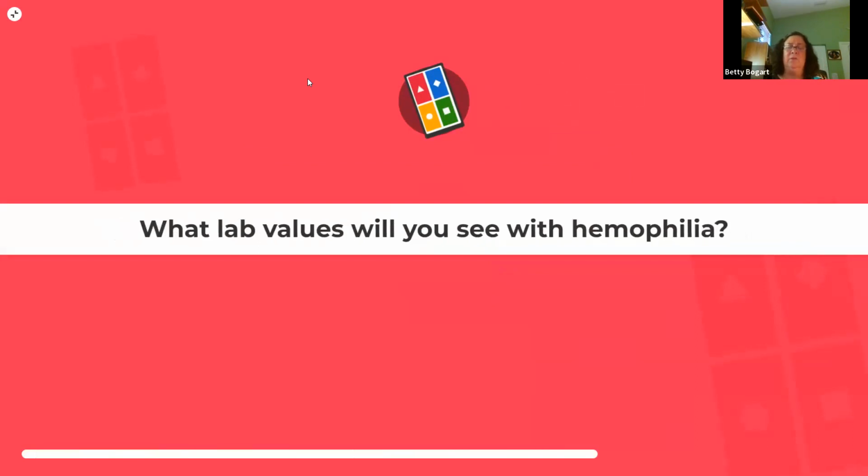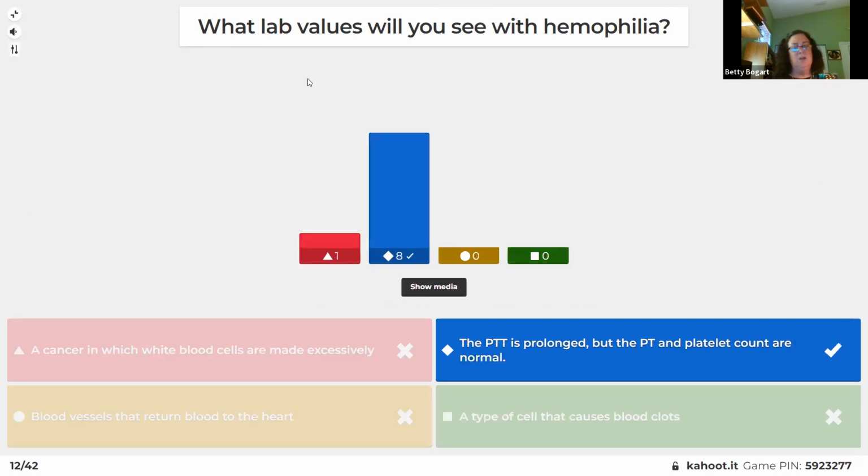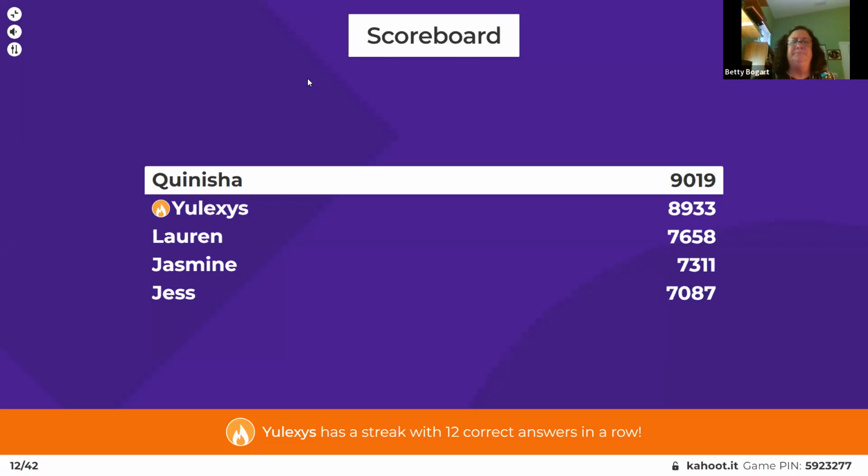What lab values will you see with hemophilia? So the PTT, like heparin, is prolonged, but the PT and platelets are normal. And with hemophilia, you're missing a factor, von Willebrand's 8, 9, whichever one. Good.